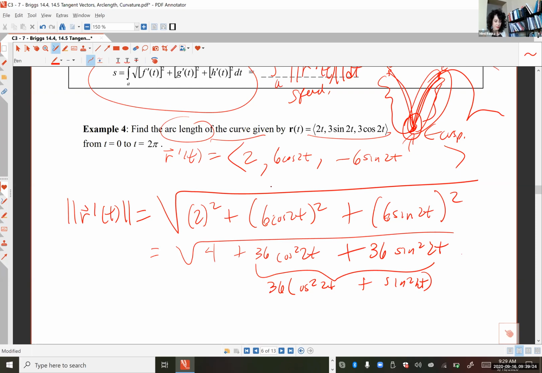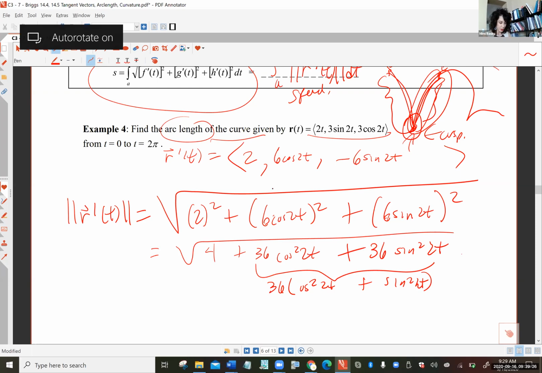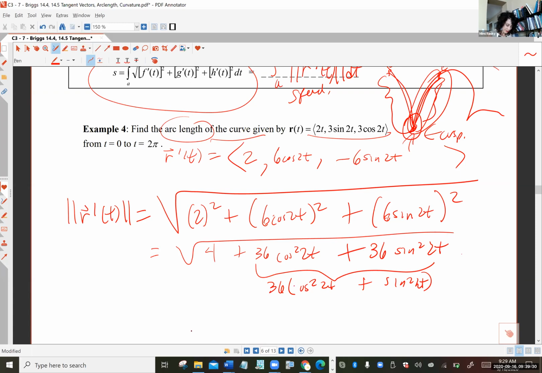Okay. So after a trig identity, what is underneath the radical? Somebody tell me quick. The square root of what? 41. I don't think it's 41. Be careful. What's 4 plus 36 times 1? 40. 4 plus 36 times 1.